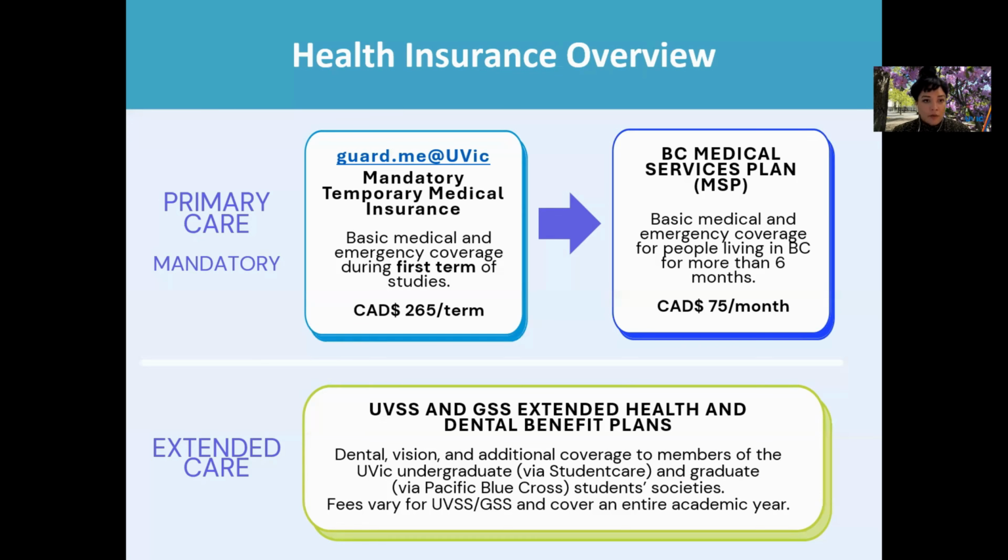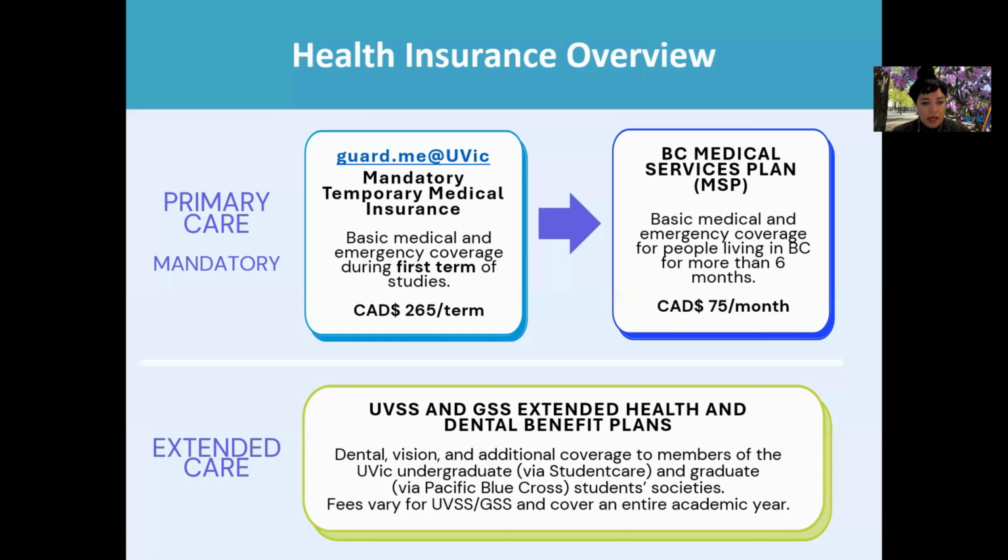What that looks like for UVic international students is a combination of two plans. One that is a temporary plan for when you first arrive, and one that is going to be more long-term for the rest of your studies, that is the same sort of plan that other residents of BC have. So when you first arrive at UVic, you are going to be automatically enrolled in a plan that you might hear referred to as the Mandatory Temporary Medical Insurance Plan, or just MTMI, or you might hear it referred to as the Guard Me UVic plan.